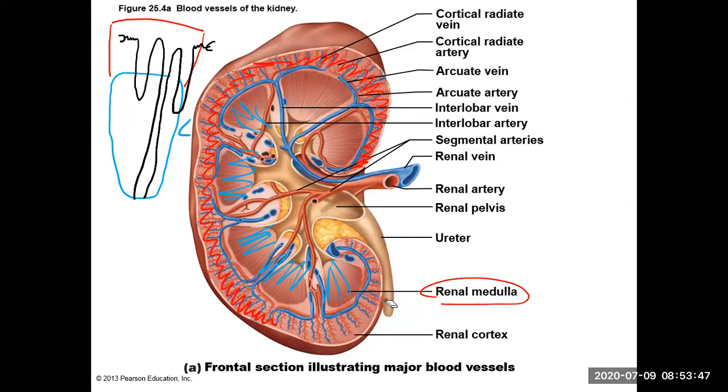and then empty into the ureter. So let's say you have a lot of water in the blood. It gets filtered, and then it goes into these tubes, ends up in these regions, and ultimately ends up in the urinary bladder from the ureter, and then your urine output is going to be higher.